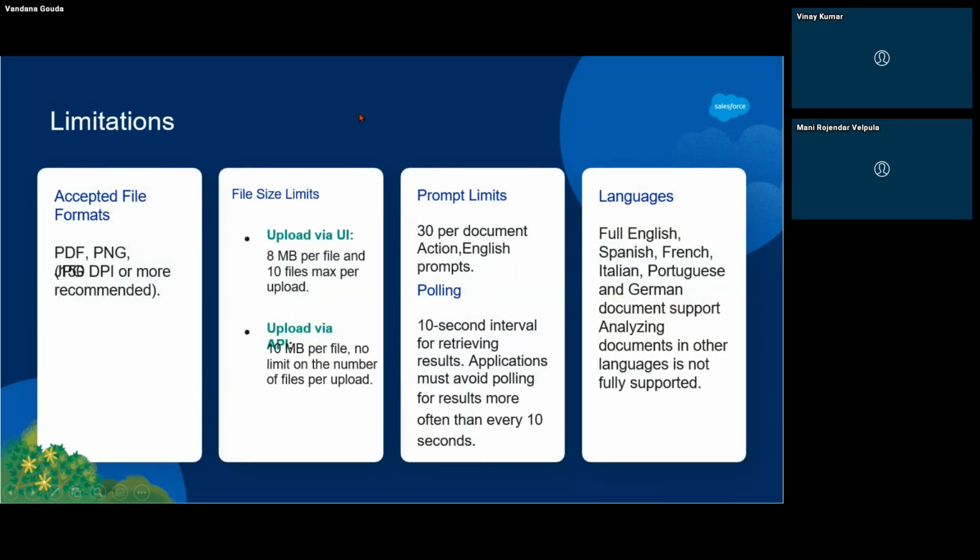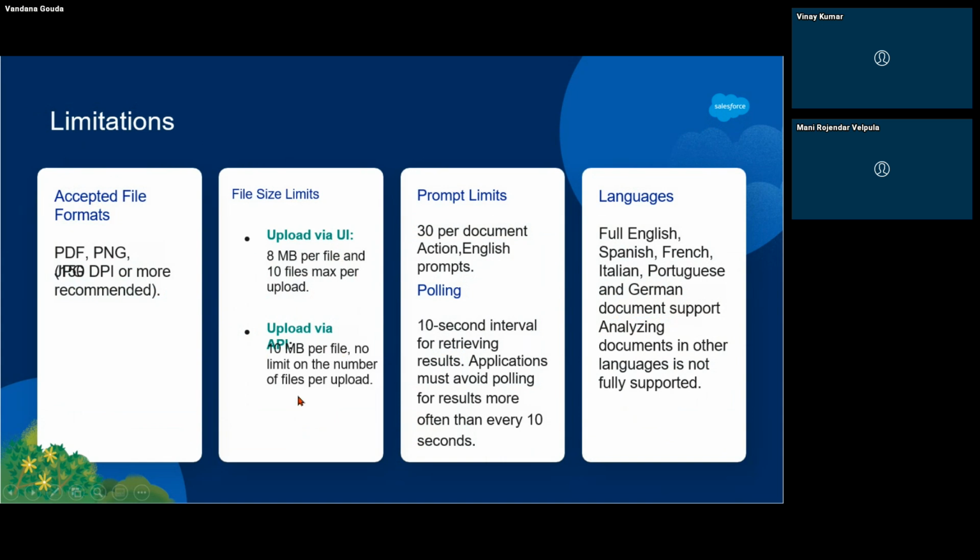Before moving to the demo, let me discuss the limitations of IDP. It's almost similar to what all normal IDPs have as limitations. It will accept formats like PDF, PNG, and JPG. For the file size limit, if you are uploading through the UI, it is 8 MB per file. Uploading through API, it is 10 MB per file.